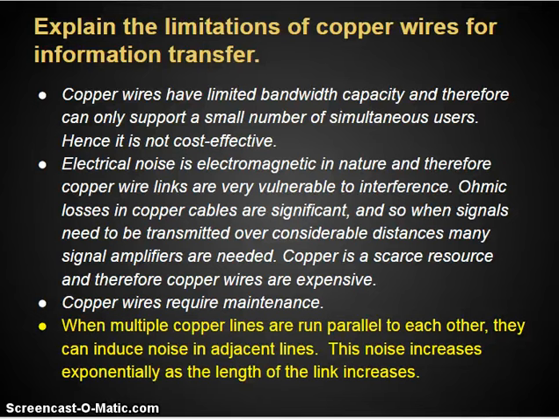You have more signals. So for long runs, a lot of times they will switch to fiber optic, because you don't get any signal interference from fiber optics from electromagnetic frequencies. And then copper wires require a lot more maintenance than fiber optic will. When you have multiple copper lines running parallel to each other, if they're too close together, you'll have induction on the adjacent line, so you're going to get a lot of signal interference on copper.